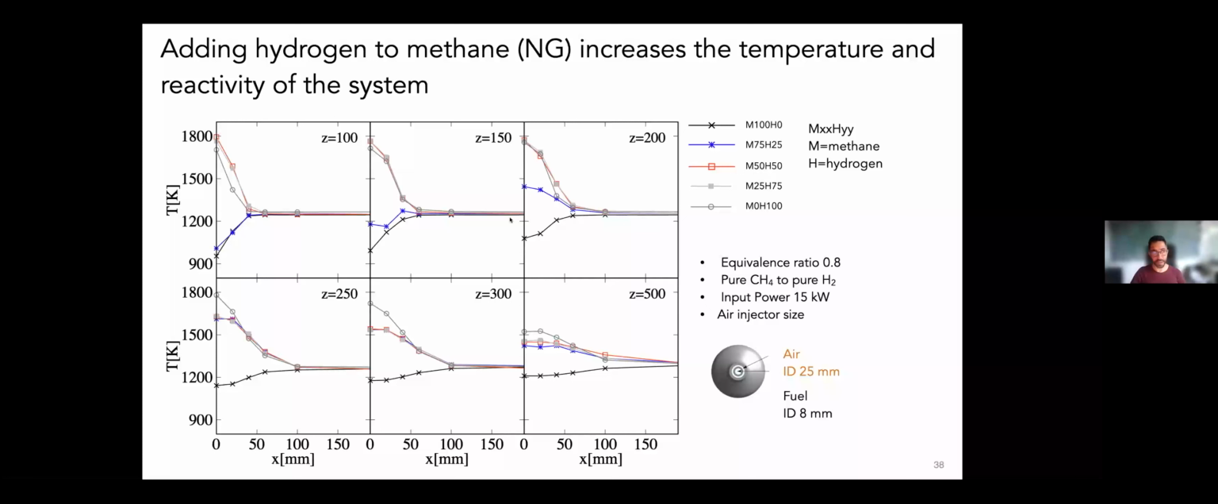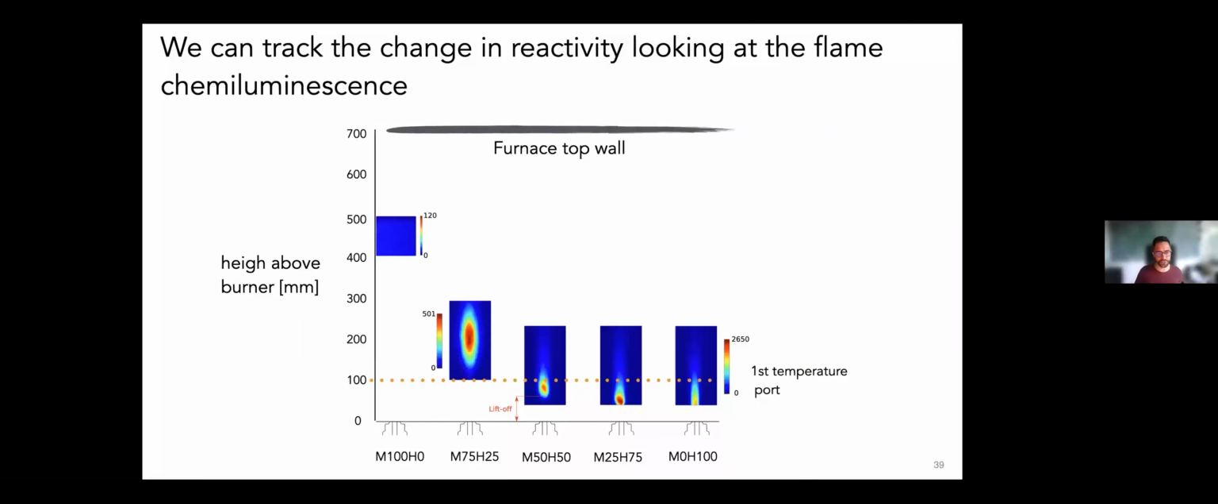This is by volume, okay? So this is what happens here. You see that you have very, very strong impact. So we wanted to capture this with our model. Before that, I wanted to show you that also the appearance of the flame is very different.